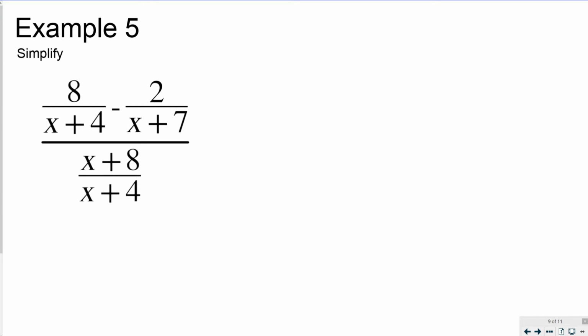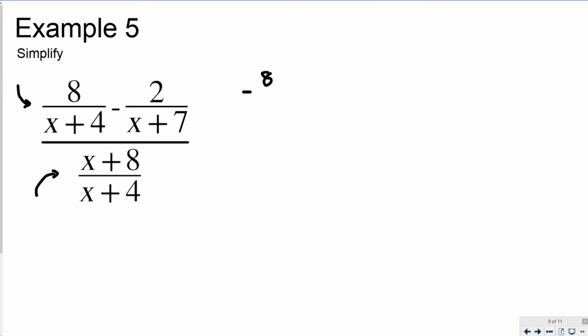Okay, here's where the curveball comes in. What happens when either the numerator or the denominator of our complex fraction has addition or subtraction in it? Well, things get a little more complicated. So we're combining a couple skills here. We're combining addition and subtraction with our division and multiplication. So again, the first thing you need to do is rewrite it as a division problem.